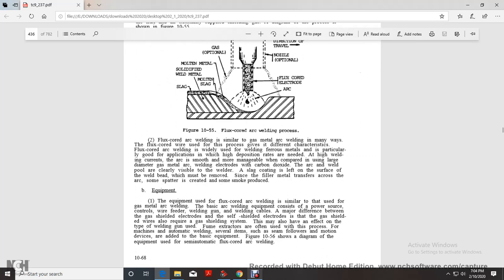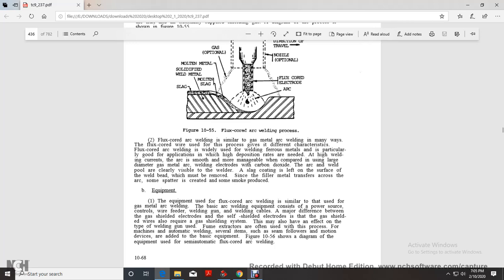Flux core arc welding is similar to gas metal arc welding in many ways, using a flux core arc welding wire. It is widely used for welding, in particular where high deposition rates are needed. High welding currents give a smoother, more manageable arc when compared to using a large diameter gas metal arc welding electrode with carbon dioxide. The arc and the weld pool are clearly visible to the welder. There is a slag coating left on the surface of the weld bead, which must be removed.